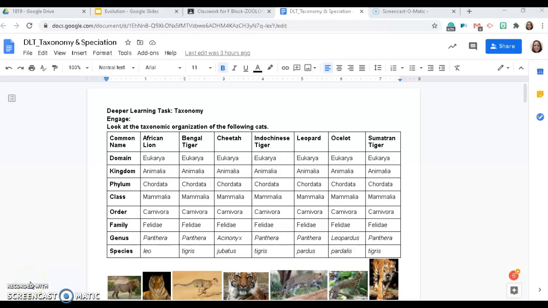This activity is a follow-up to what you did this past Wednesday. In this activity, you are going to be looking at the taxonomic organization of some big cats, specifically tigers, and you are going to be evaluating whether or not one type of tiger might become its own species, and what you would have to look for in order to determine whether or not one type of tiger becomes its own species.